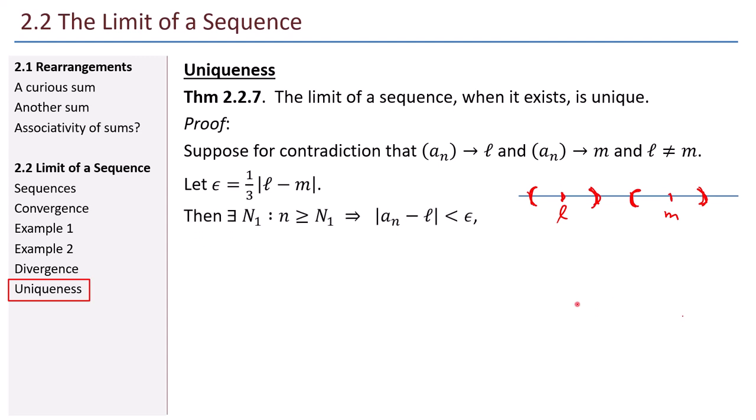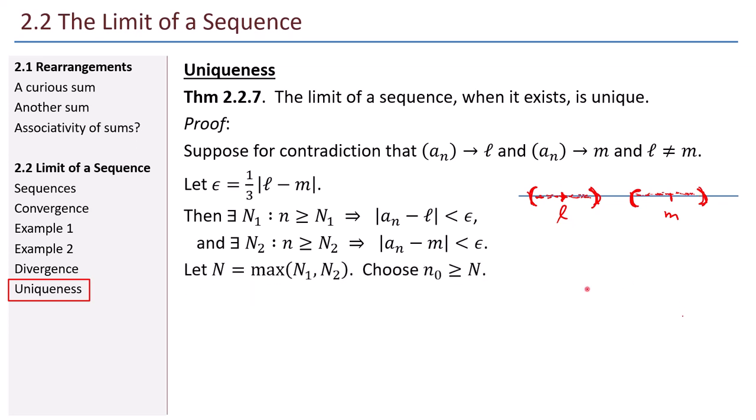Now, by definition of convergence, there exists a big N1 such that n greater than or equal to N1 implies that the nth term of my sequence is within epsilon of L. So after some point in the sequence, all the terms of the sequence are within epsilon of L. Similarly, there exists some big N2, so that if little n is greater than or equal to big N2, then the nth term of my sequence is within epsilon of M. Oh, well that seems to indicate that all of those terms would be within epsilon of M. I mean, from the picture, it seems obvious that this can't happen.